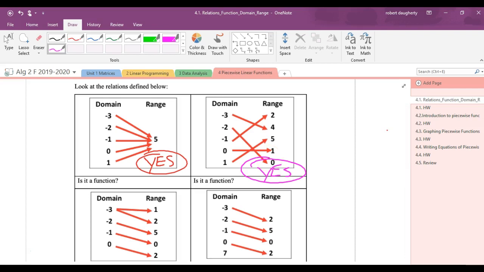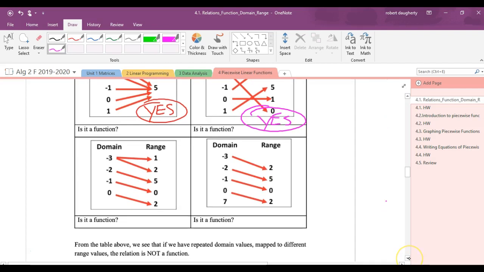Now, let's move into one that's not a function. So this one right here, this is not a function. Why is this not a function? Yeah. -3 can't return a 1 and a 2. If it returns two values, this is not a function. So this is not a function. What about the last one?